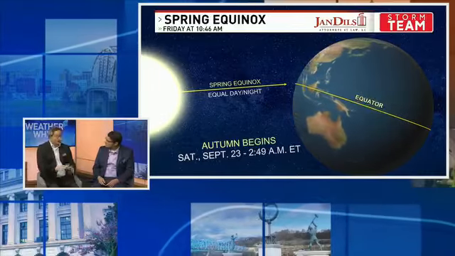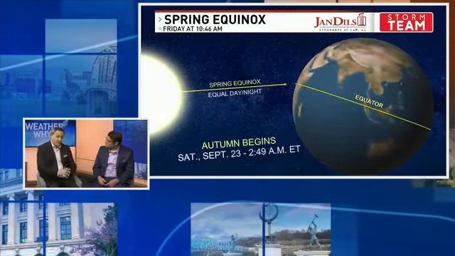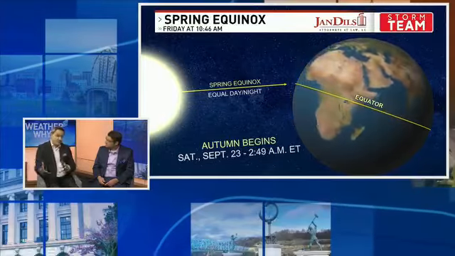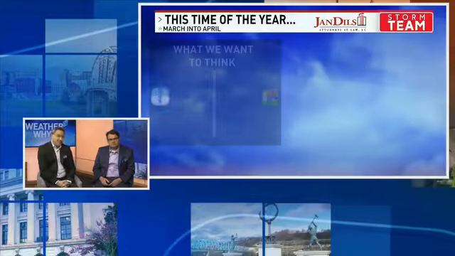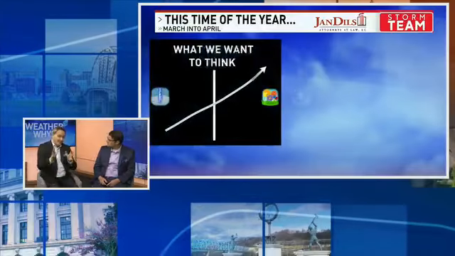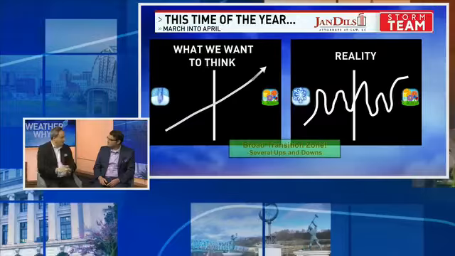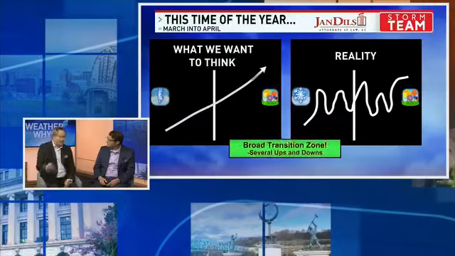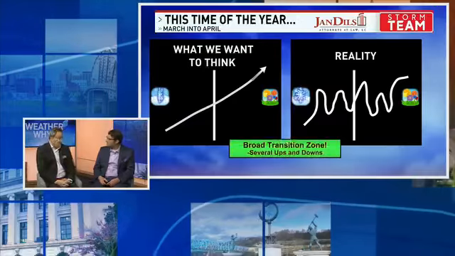But again, halfway between the equator and the Arctic region, you could still have some intrusions of cold air, even though it's technically spring. So oftentimes we want to think it's up and away as we head in towards March and April, but reality is you could still have some strong cold fronts.